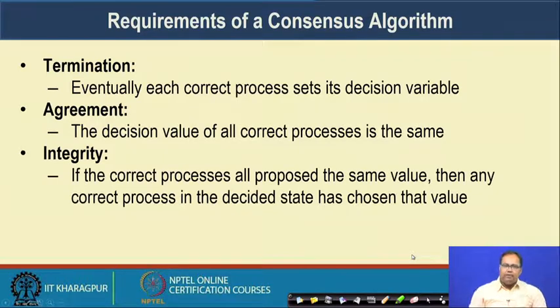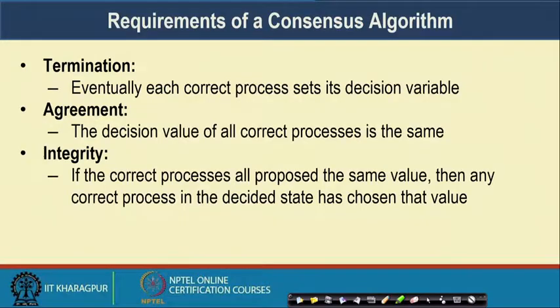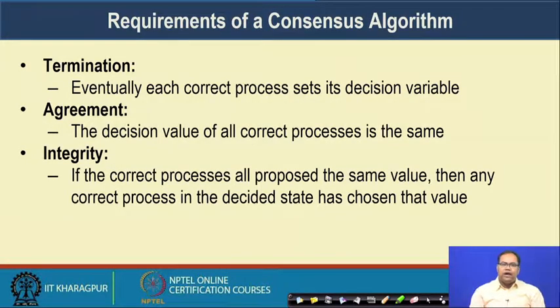There are certain requirements of a consensus algorithm, the details of which you have looked at earlier. First, termination: eventually each process sets the decision variable, so it terminates after setting it. Then the agreement property, which says that the decision value for all correct processes should be the same, everyone should reach a common agreement. The third one is integrity: if all correct processes propose the same value, then any correct process in the decided state has chosen that value. So, if every correct process proposes one value x, then in the decided state they should decide on that same value x.